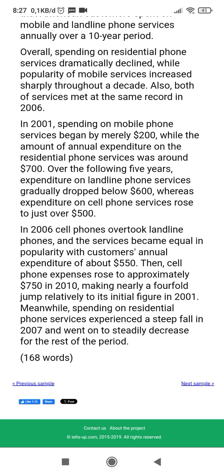In 2006, cell phones overtook landline phones, and the services became equal in popularity, with customers' annual expenditure of about $550. Then cell phone expense rose to approximately $750 in 2010, making nearly a fourfold jump relative to its initial figure in 2001. Meanwhile, spending on residential phone services experienced a steep fall in 2007 and went on steadily decreasing for the rest of the period.